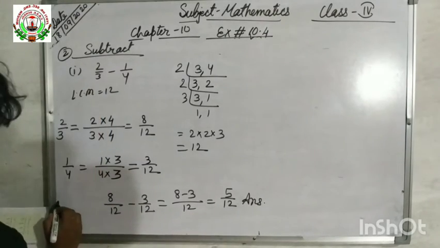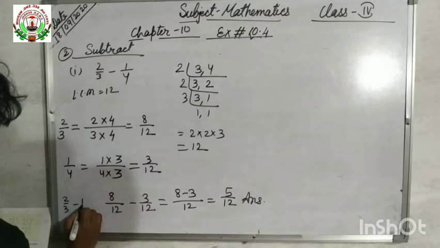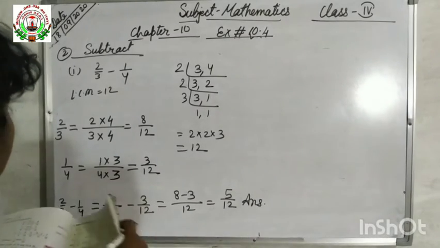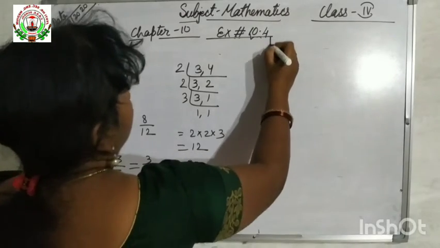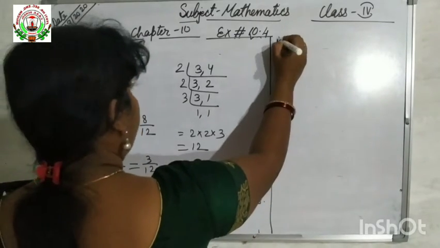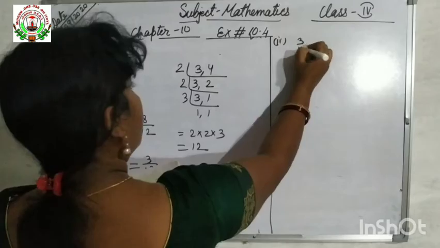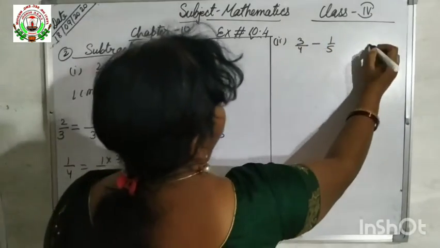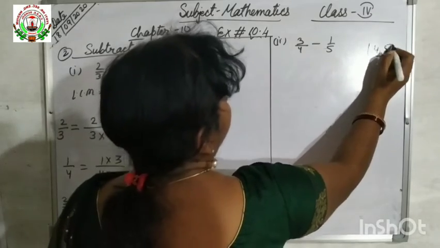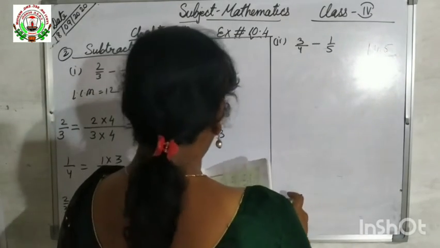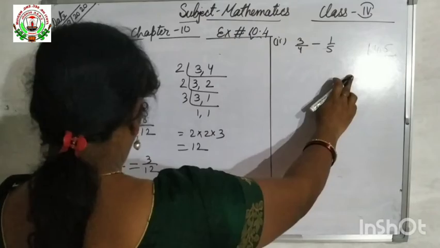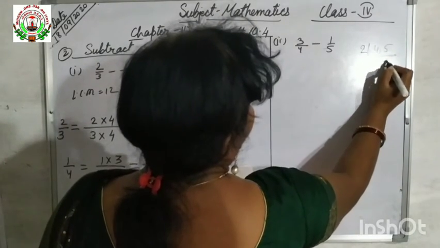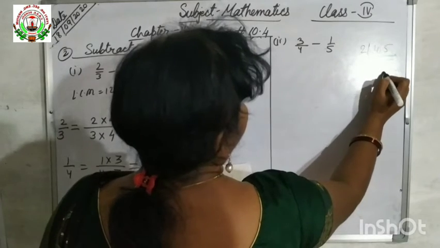Okay, it is the given question. 2 by 3 minus 1 by 4 is equal to 5 by 12. So we have completed question number 1. Now the next question is question number 2. 3 by 4 minus 1 by 5. Here 4 and 5 are in the denominator. So we will first find out the LCM. 4... 2 times 2 is 4, 5 as it is you will write, 2 times 1 is 2.